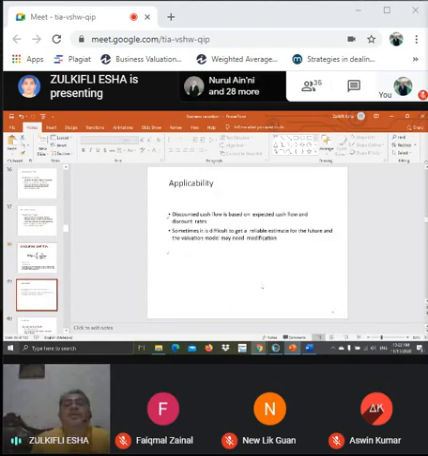So this is the applicability of DCF. DCF is based on expected cash flow and discount rate. So if you are valuing a company using DCF, you have to ensure that the future cash flow, the expected cash flow, is reasonable. How do we determine the expected or future cash flow? We will project or forecast the future cash flow based on current and past cash flow.